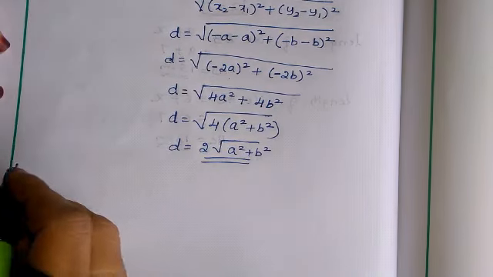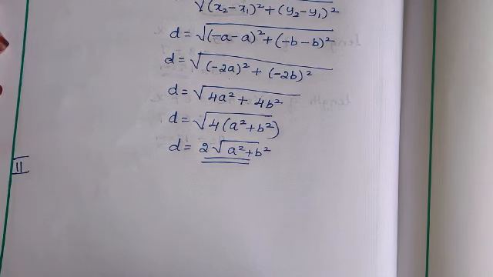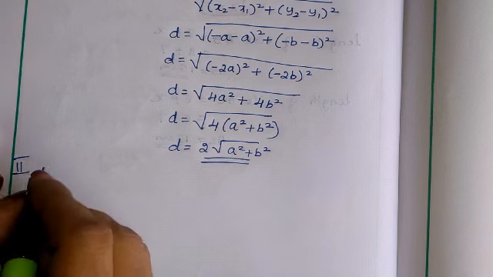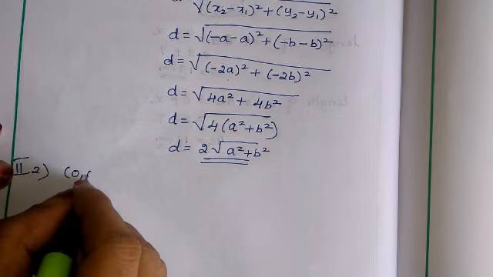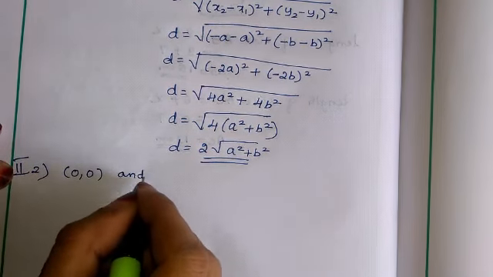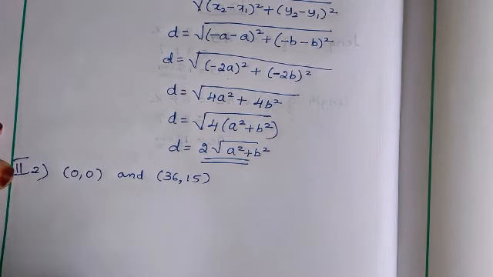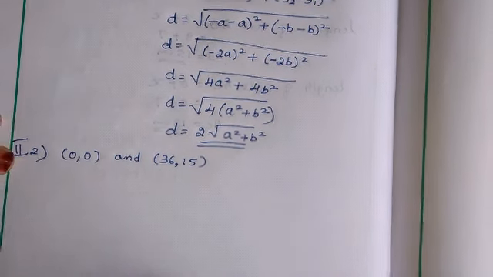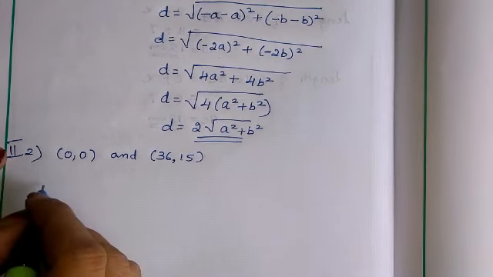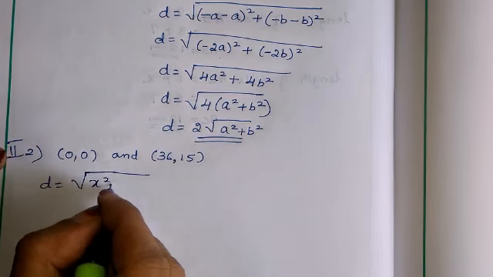Now the second one. Find the distance between the points 0, 0 and 36, 15. We know that 0, 0 is nothing but the origin, right? So when we know it is the origin, we have a formula for the origin, that is d is equal to root of x square plus y square.